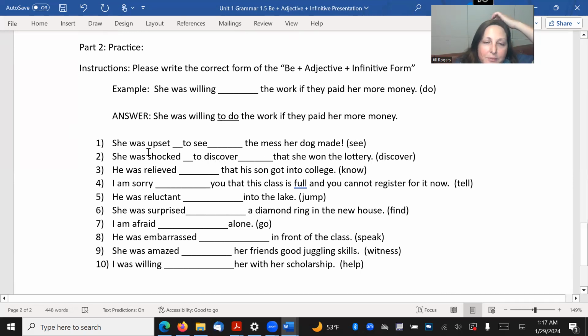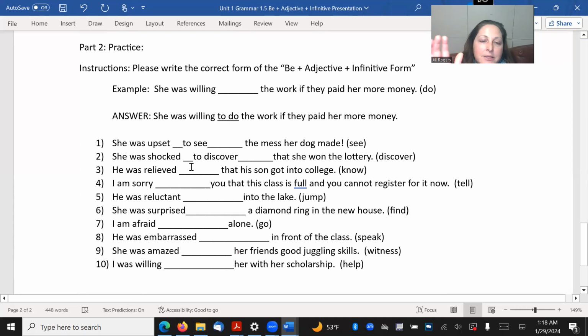You also see that these two are actually in the past tense, and this is also past tense. Then we only have I am in the present tense, but let's just keep going with it. Yes, you can: she is upset to see. So you can use it in the present tense too. No problem. For some reason I mixed them together, but you're familiar with present tense and past tense.